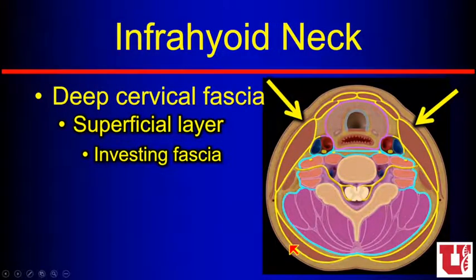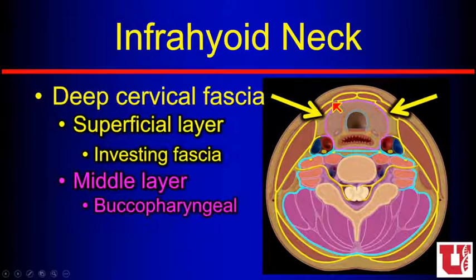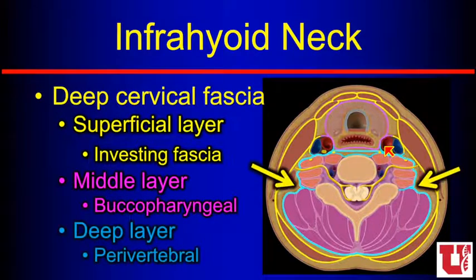So here in yellow, we see that superficial layer or the investing fascia that's around the SCM and some of the strap musculature anteriorly. The middle layer, the buccopharyngeal fascia, is again kind of around the upper digestive tract. And the deep layer, or the perivertebral fascia, we see around the vertebral bodies and all those paravertebral musculature.